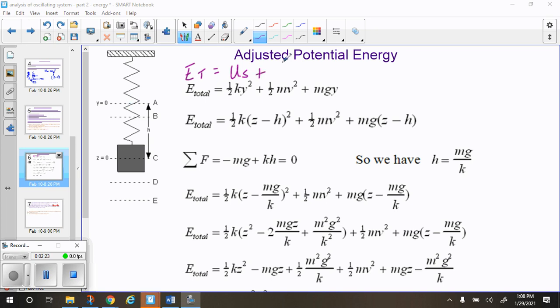Then we add our kinetic energy, which is 1/2 mv squared, and then we add our gravitational potential energy, which is mgy. This is just established as the zero reference line for gravitational potential energy. Remember that changes in gravitational potential energy are all we care about, so we don't really care where the zero line is.